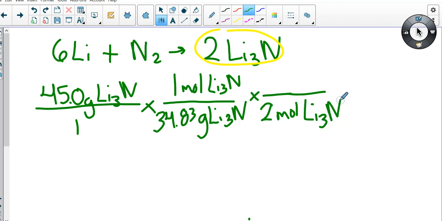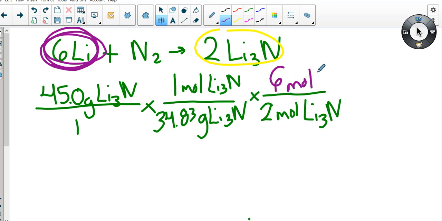Now let me tell y'all something. The most common thing I saw when I was walking around: if you read the question, it said how many grams of lithium. I had 3 different people solving for nitrogen. Do yourself a favor and circle what they want when you start. So anyway, what do I put on moles of what up here? 6 moles of lithium. And then that takes me here.